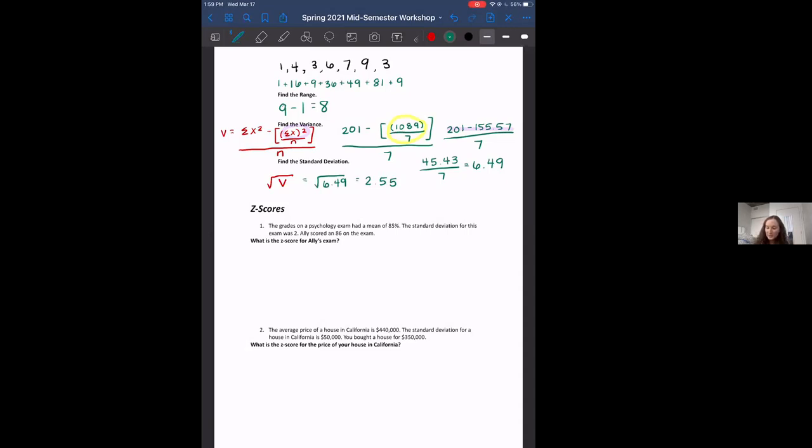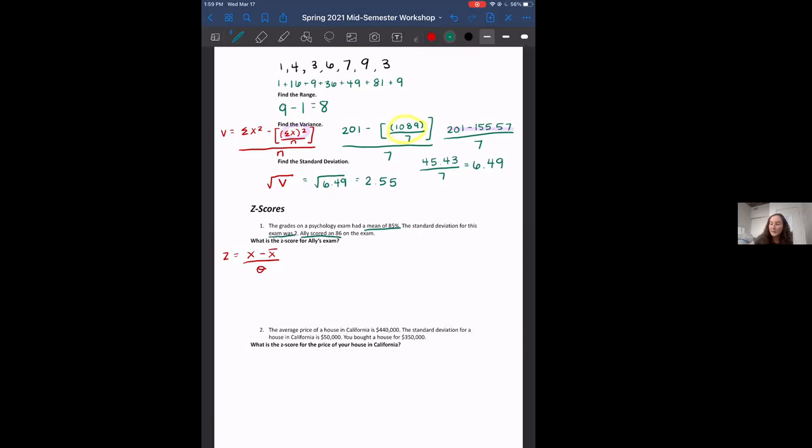So let's start with the first one. The grades on a psychology exam had a mean of 85%. The standard deviation for this exam was 2. Allie scored an 86 on the exam. What is the z-score for Allie's exam? Okay, so we said in the beginning that the formula for the z-score is z is equal to the score minus the mean, divided by the standard deviation, right? So let's plug in what we know. A mean of 85%, standard deviation was 2, and Allie scored an 86.